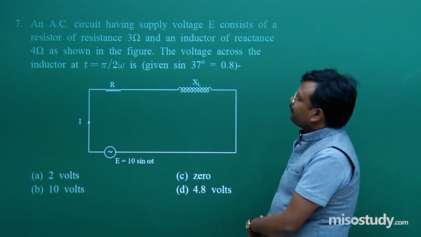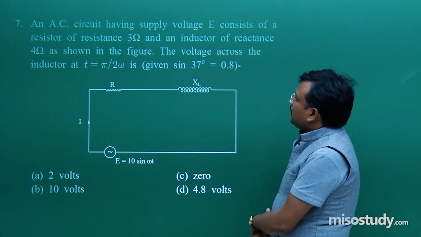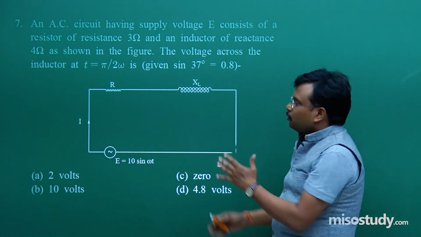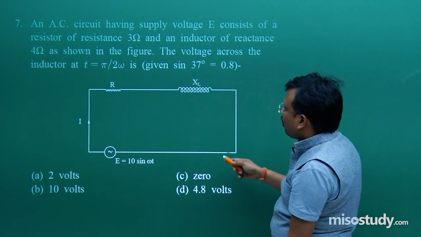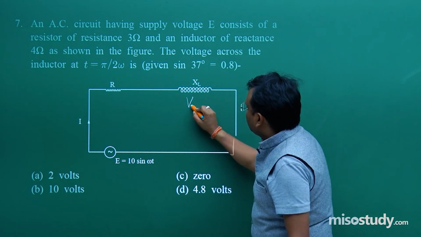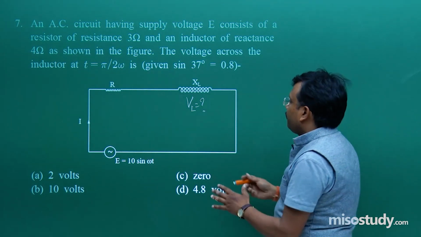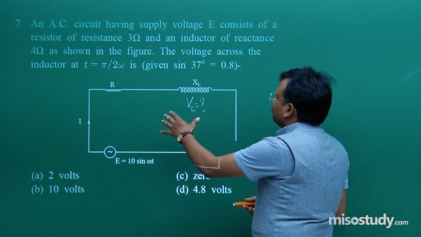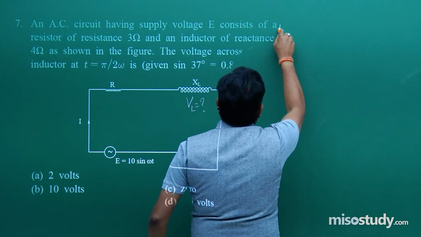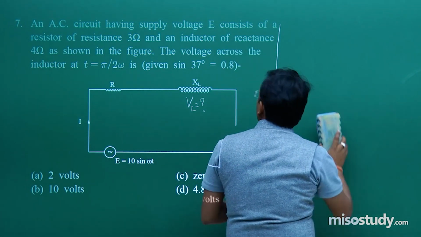Let me once more explain it. AC circuit having supply voltage E and it consists of a resistor of resistance 3 ohm. So, now we have to find the voltage across this VL, that is the target. Fine. We have to find the value of voltage across the inductor at time pi upon 2 omega.